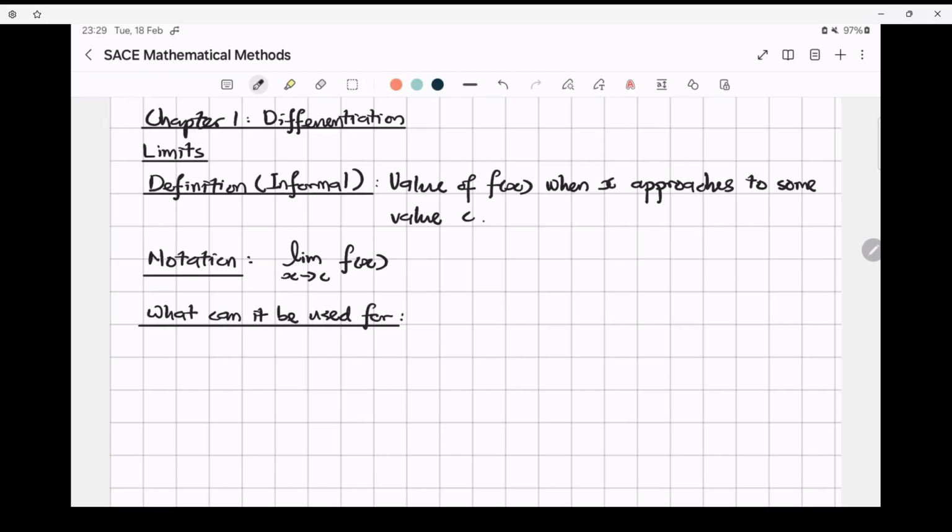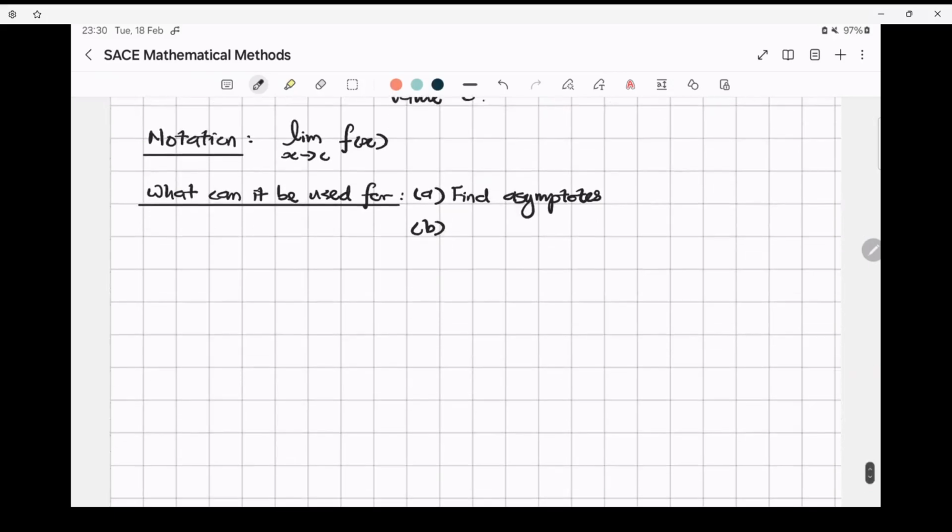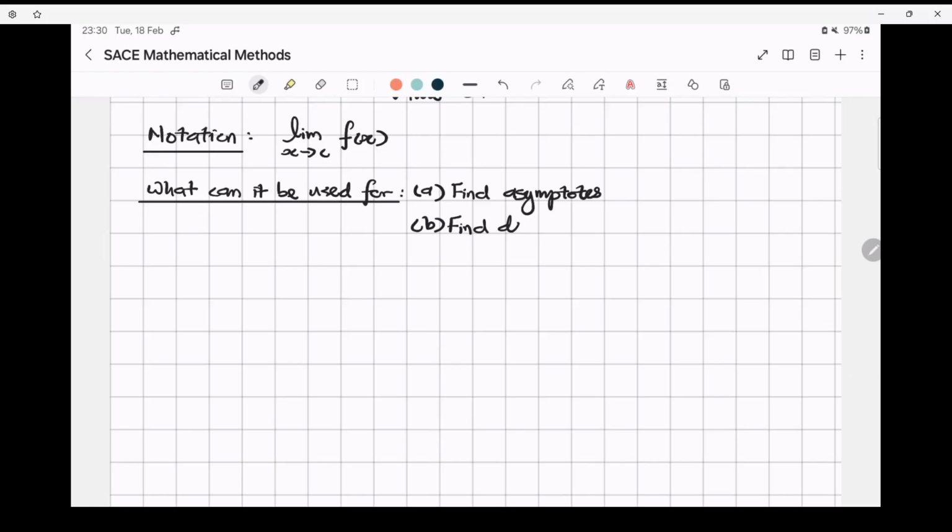Primarily, the idea of limits, you use it to find the asymptotes. That's the first thing. Second thing is to find the derivatives by using the idea of first principle. And the third thing is to find the integrals by taking the finite sum. So we'll explore the asymptotes and the derivatives by first principle in this chapter. And then for the integral part, we will study it in the next chapter.